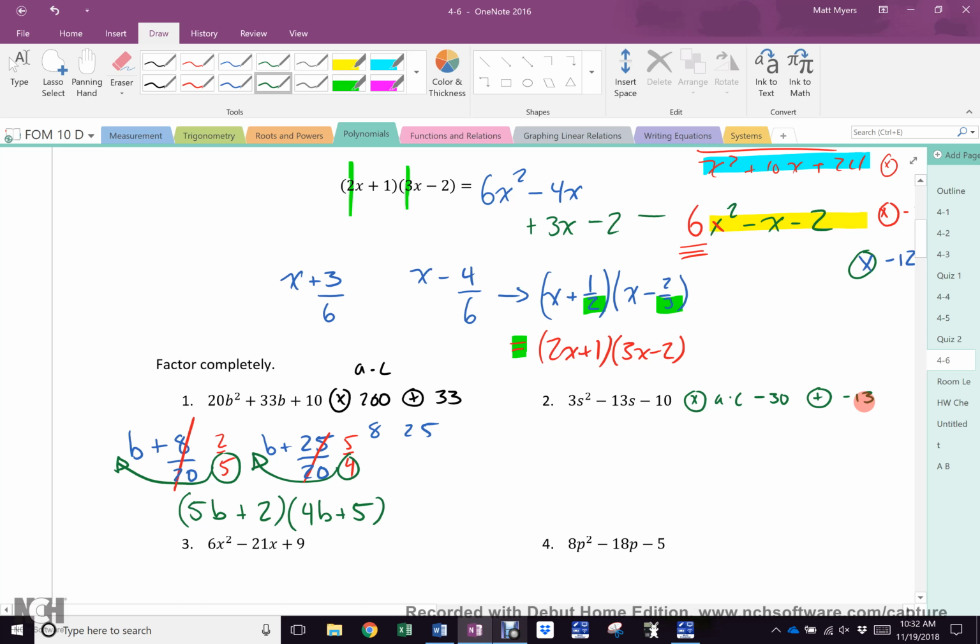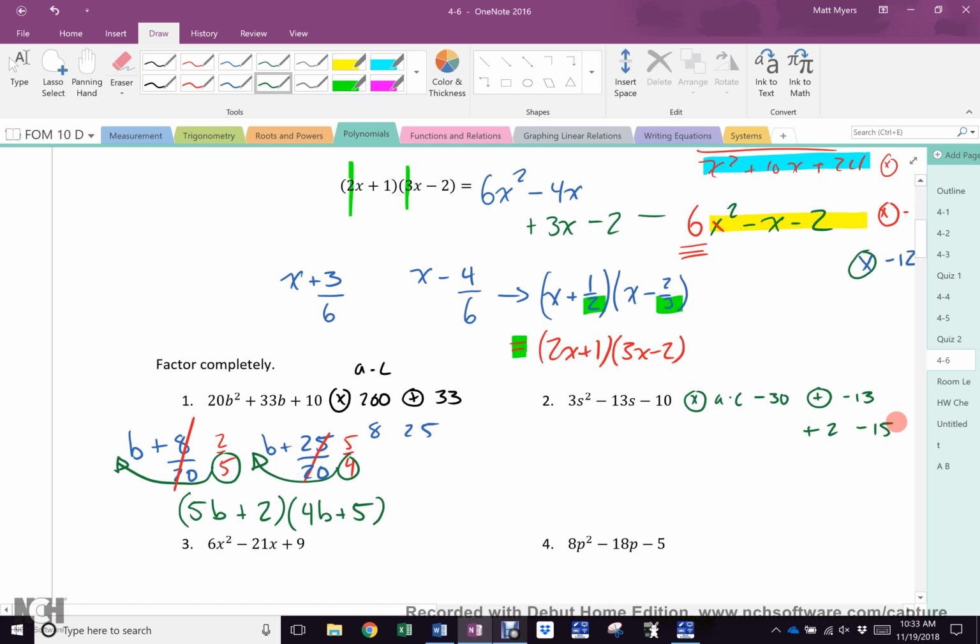Is it 1 and 30? No. Is it 2 and 15? Yes. It might be. Could it also be 10 and 3? Yes. Which one is it? Has to be 2 and 15. Why? If you do negative 10 and negative 3 and multiply them together, it's not going to work, is it? It would be positive. So it has to be positive 2 minus 15, correct?